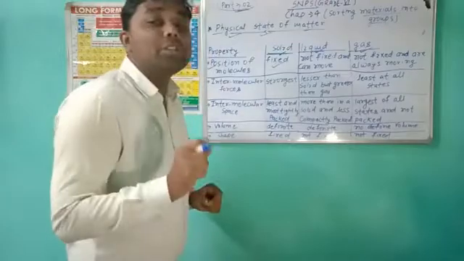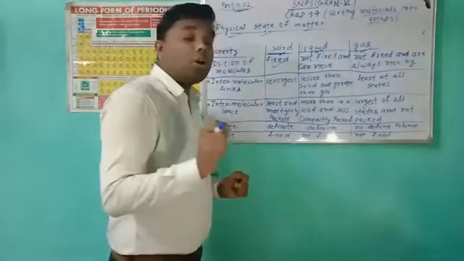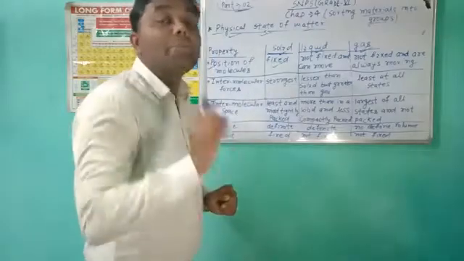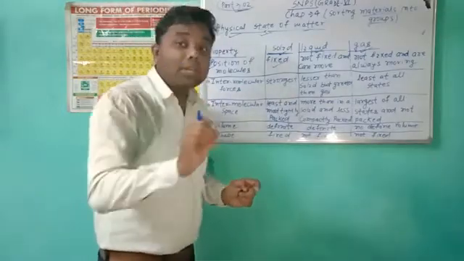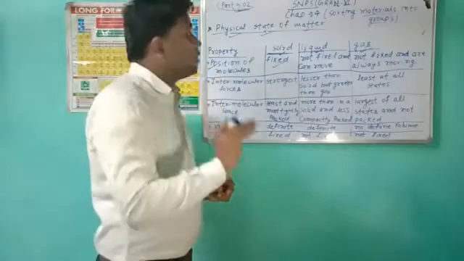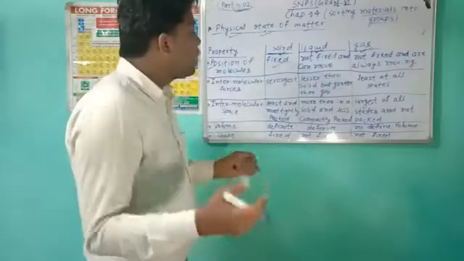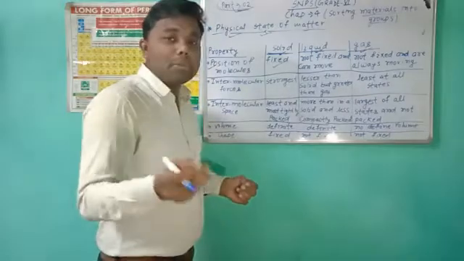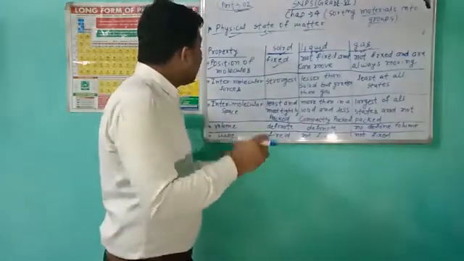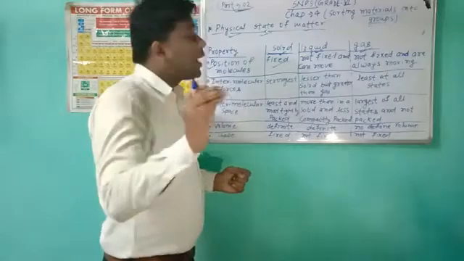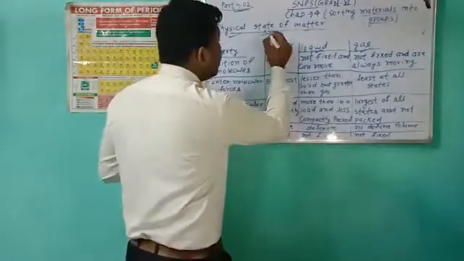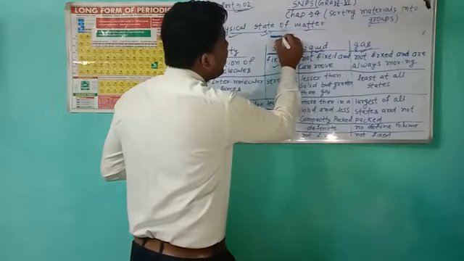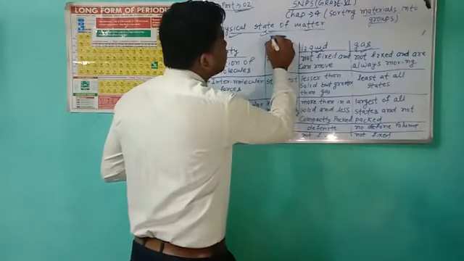What are the examples of solids? Some examples are ice, common salt, and metals like iron and copper. There are many examples, but I gave you some. The molecules are arranged in a proper way, and there is no space between the molecules.